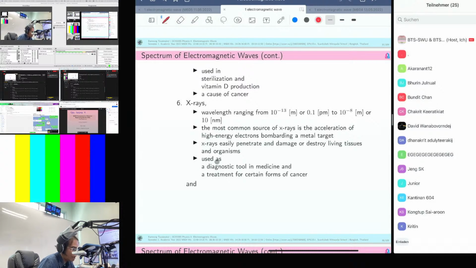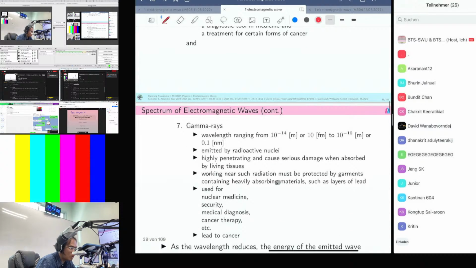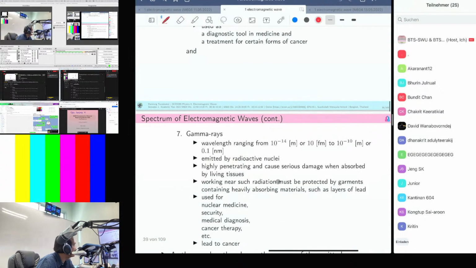It is used as a diagnostic tool in medicine, and yeah, the good thing. It is also one of the treatments for certain forms of cancer. And now let's talk about the most dangerous type of the electromagnetic wave. It has the highest amount of energy.